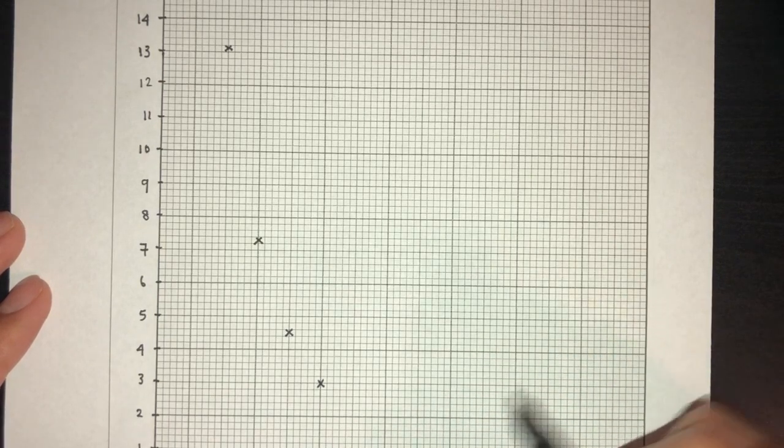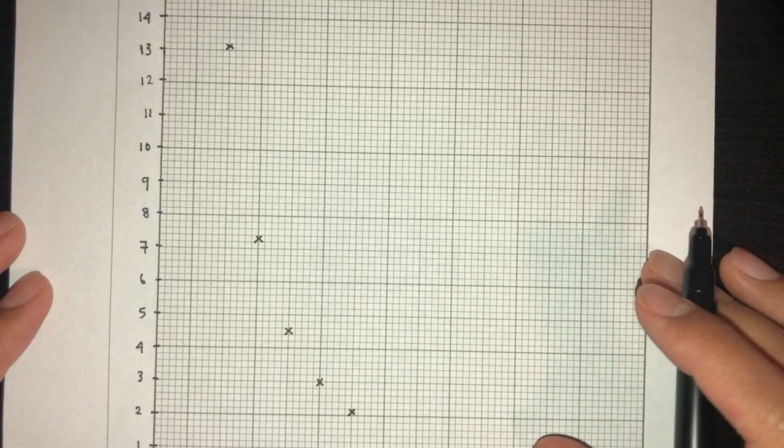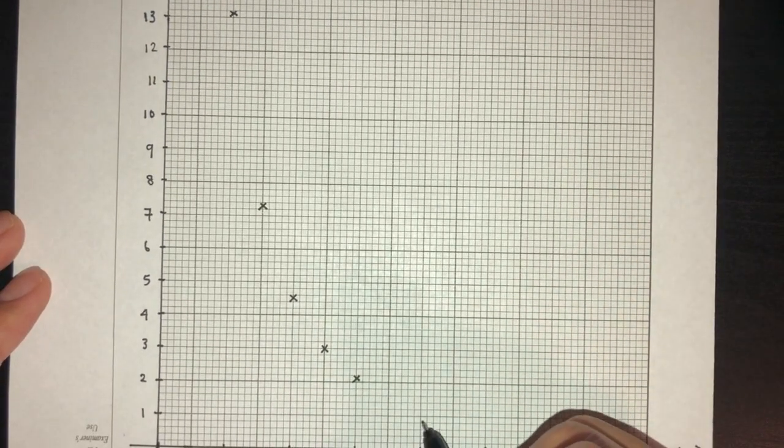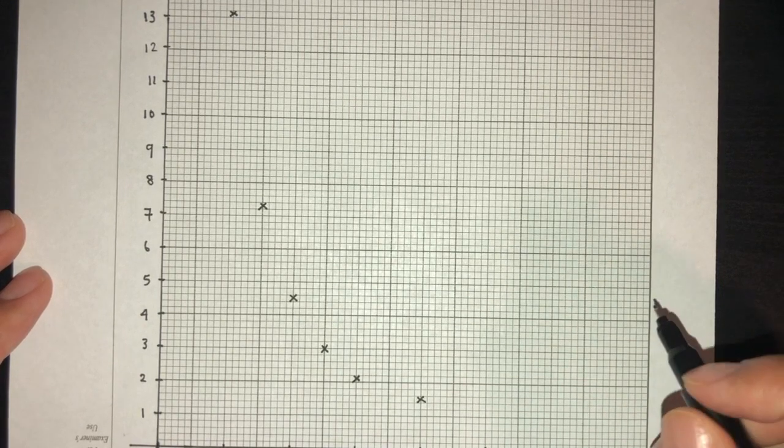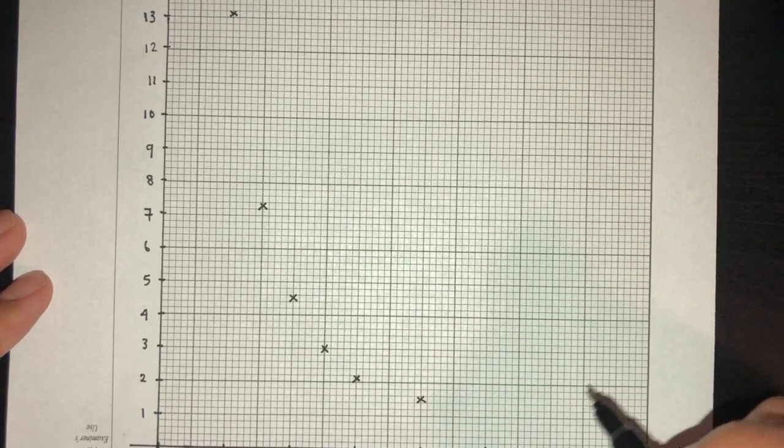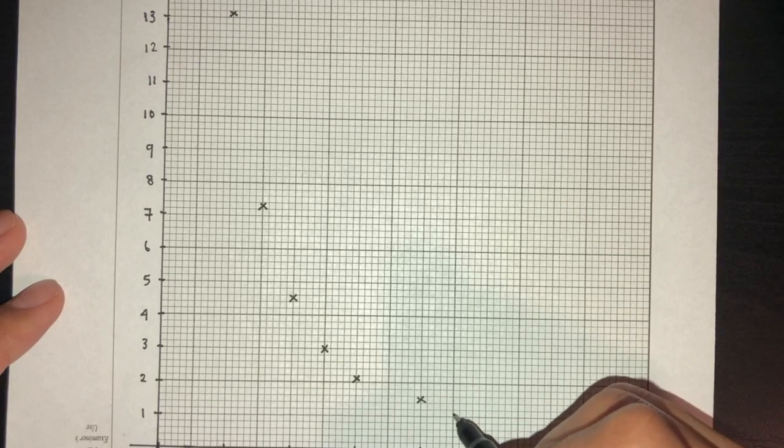Then we have 3 will be 2.1. And then we have 4 will be 1.5. We have 5 will be 1.7. This is 1.5.